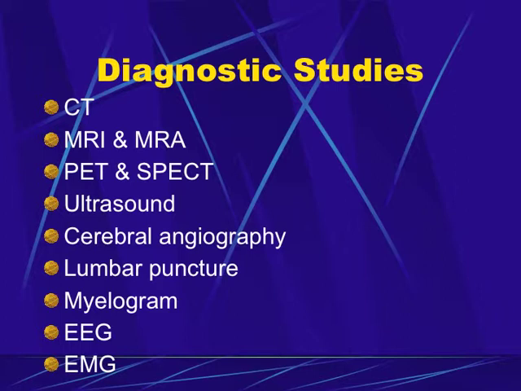Oftentimes what they'll have them do is some sort of activity. And so maybe have them read something or memorize something, and then they watch to see where the activity is occurring in their brain. SPECT is very similar. It looks at blood flow. So oftentimes we're doing these, we're looking for neurovascular problems like dementia causes, Parkinson's, tumors, that kind of stuff.